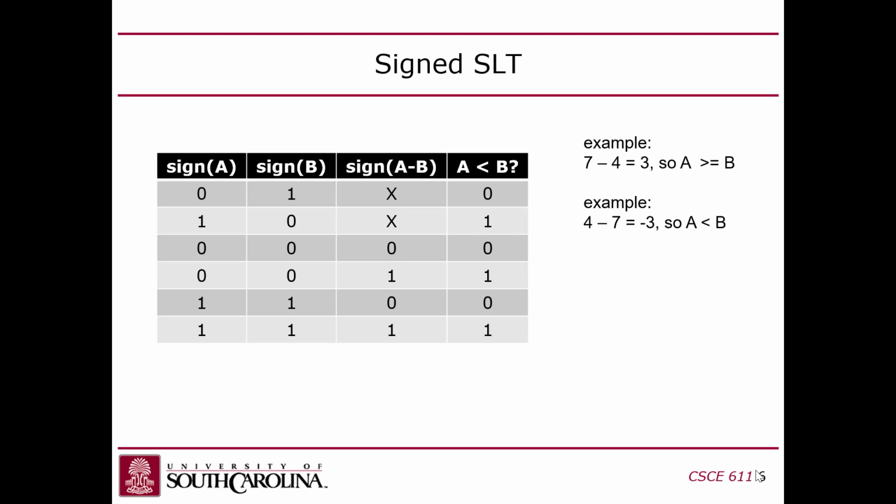And then likewise, with negative numbers, if they're both negative, then you subtract and you get a positive or 0 result, which means that A is greater than or equal to B. And likewise, if you subtract and you get a negative value, then A must be less than B, right? You guys remember? I think this is covered in 212. You remember that?